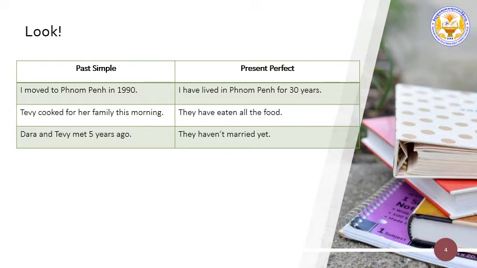The last example, Dara and Devi met 5 years ago. They haven't married yet until now. They are just like sweethearts or just like friends. So they haven't married yet. Hope you can understand and identify the past simple and the present perfect tense when you want to use them.